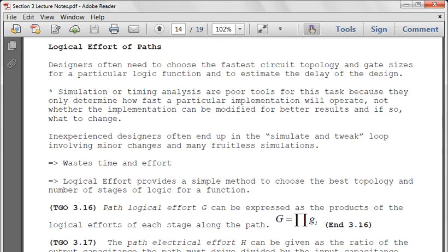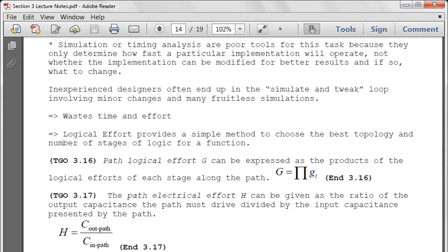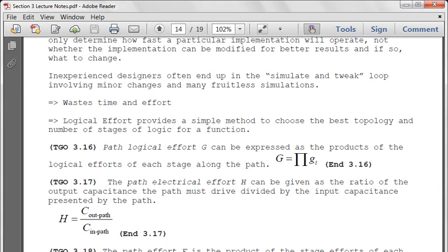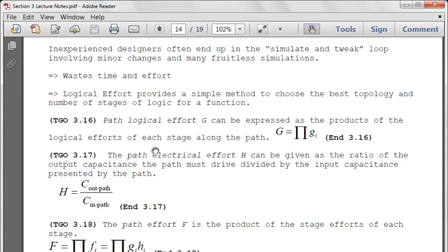So here we are going to define the path logical effort as an expression of the product of the logical effort of each stage along the path. So G is just the product of each logical effort on that path. And for those of you who don't recognize the symbol, it's similar to summation: the sum of G of i is equal to G of 1 plus G of 2 plus G of 3. Here, this is just multiplying.